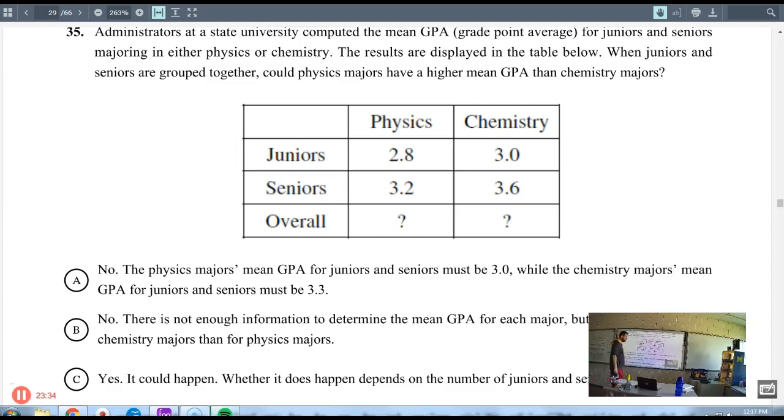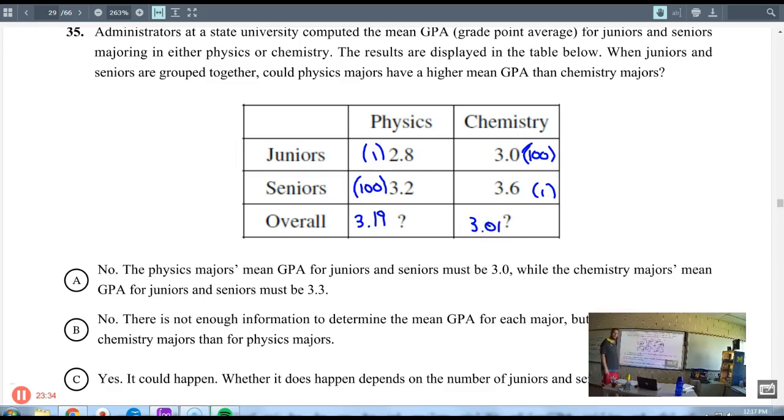Well, the problem is you don't know the sample size. Let's say there was one junior. We don't know the size of any of them. So let's say there's one of these people and 100 of these people. Well, your average is going to be pretty darn close to 3.2, maybe like 3.19. And let's say there's 100 of these people and one of these people. Well, your average is going to be pretty darn close to 3.